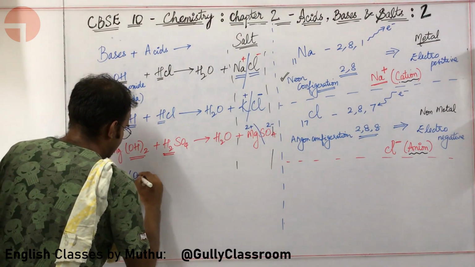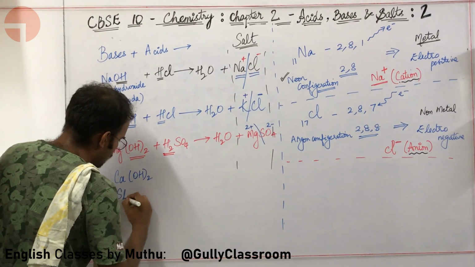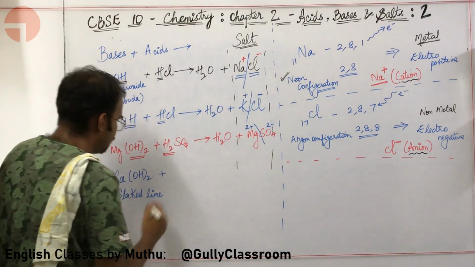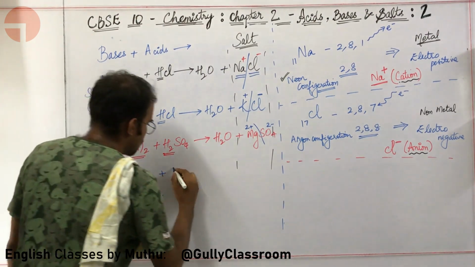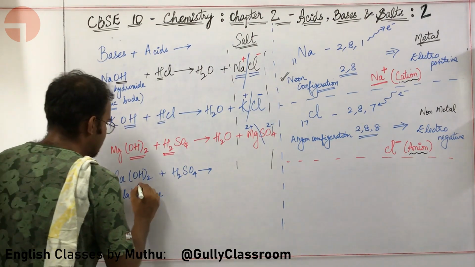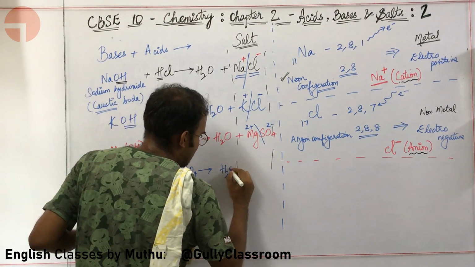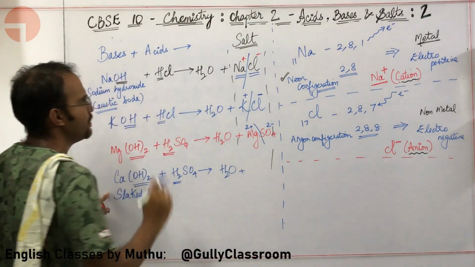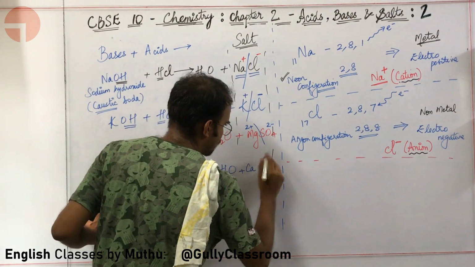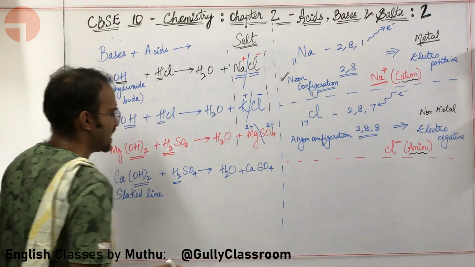Let us write Ca(OH)2. What is Ca(OH)2? Ca(OH)2 is called slaked lime. So if you take slaked lime with H2SO4, or sulfuric acid, what will you get? The OH twice and H2 will combine with one another and form H2O. What next, sir? Ca will combine with SO4 and form calcium sulfate.